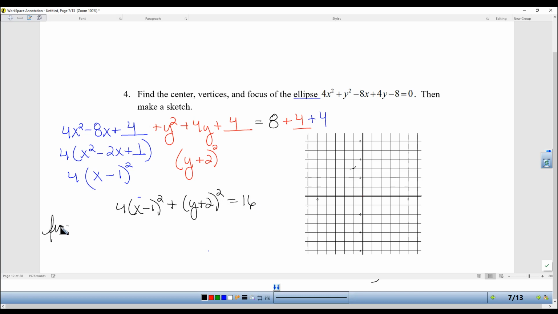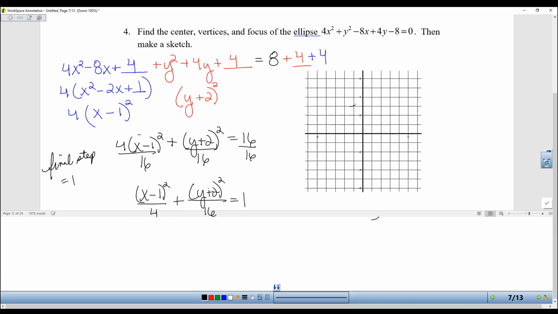Remember that your final step is to make it equal to 1. So I divide through by 16, and I get (x minus 1) squared over 4 plus (y plus 2) squared over 16 is equal to 1. So you can call them A and B if it's easier for you, but I just look to myself and say, I'm going to put 4 in the y direction and 2 in the x direction.